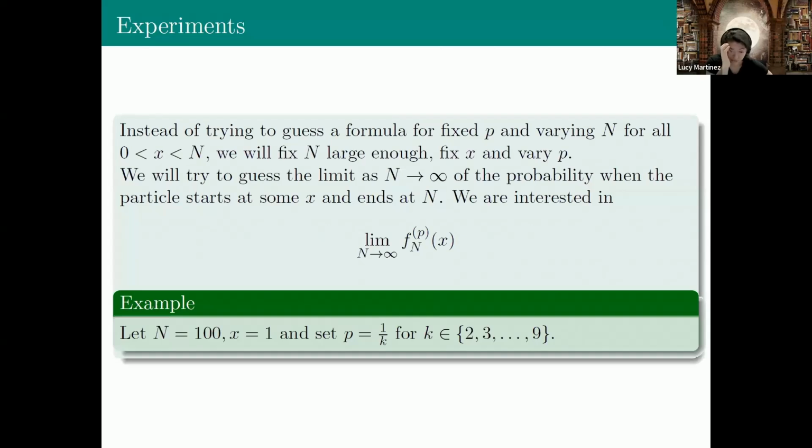So let's look at an example. This data that I'm going to show next for the next few slides was also gathered in Maple using some procedures. We're gonna let n equal to 100, and we'll see why 100 was good enough. We're gonna let x be equal to 1 and set p to be 1 over k for k in the set of 2, 3, 4 up to 9.